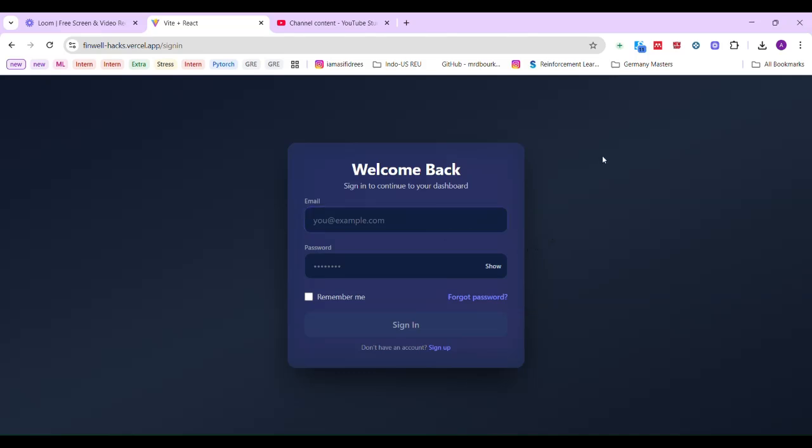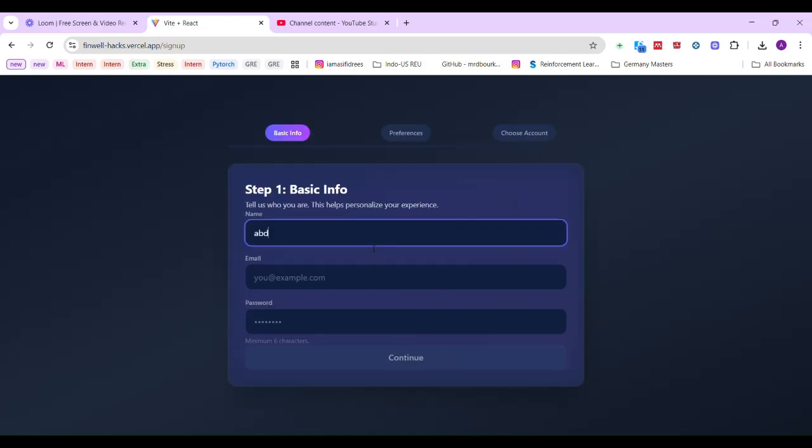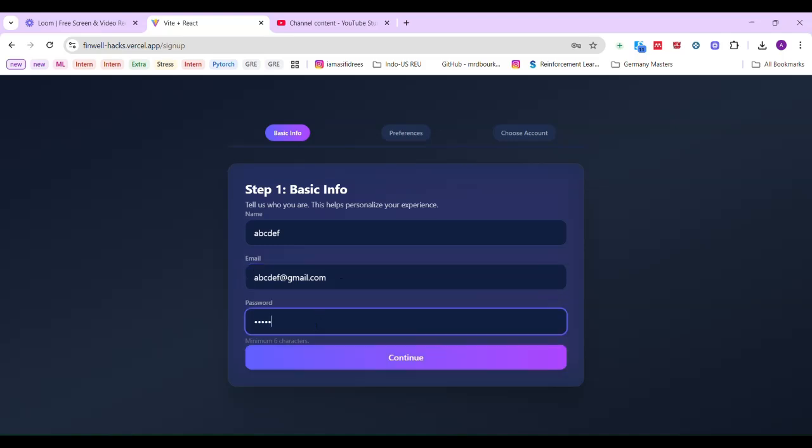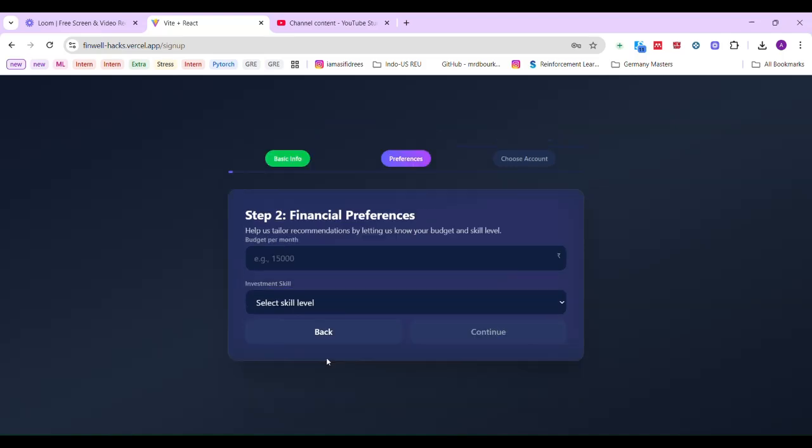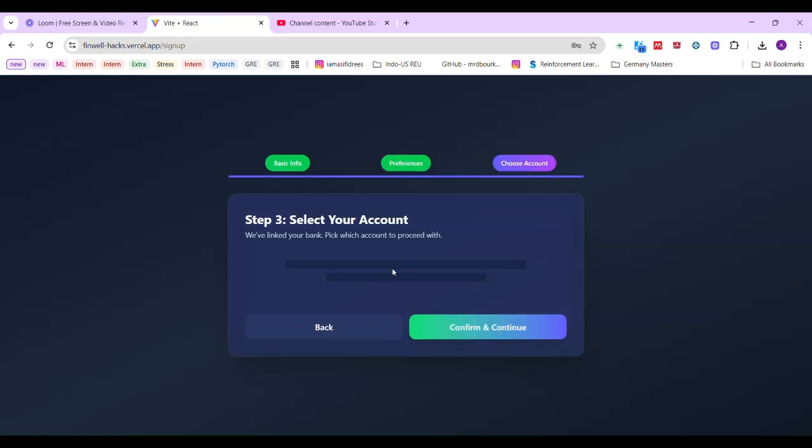So for example, this is our sign in or sign up page. I can go here and enter some name like ABCDEF, then submit a gmail.com email and enter the password. Then it asks us for our budget and our skill level, that is our investment skill. I can enter a budget of 100,000, choose an investment skill like intermediate, and then continue.